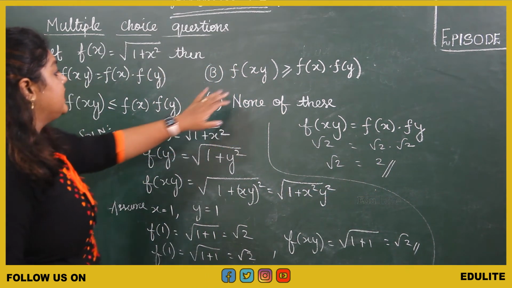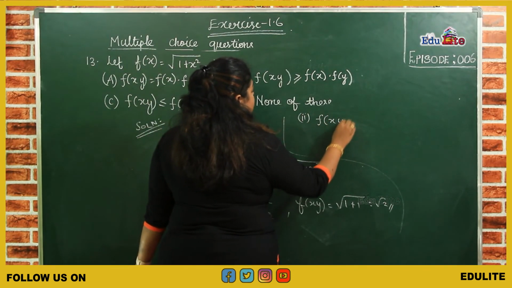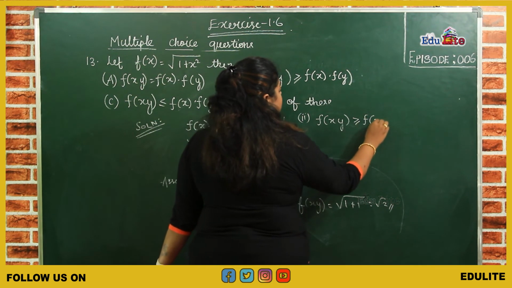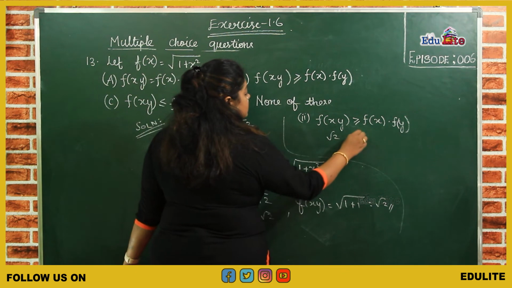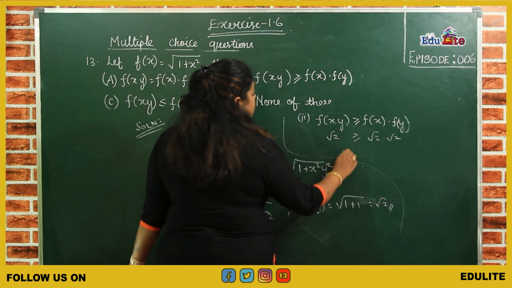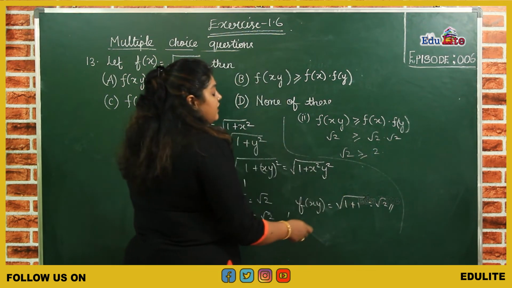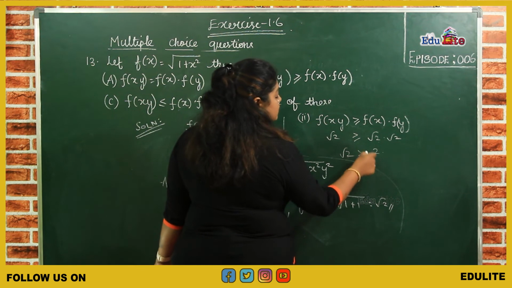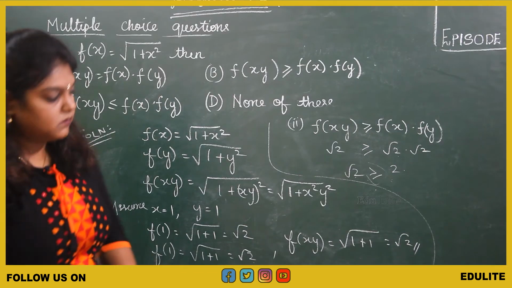We will go for the second one. The second one, option B, is f of xy greater than or equal to f of x into f of y. F of xy we got as root 2, greater than or equal to root 2 into root 2, which will become 2. Is root 2 greater than or equal to 2? No, it is not. So the second option is also not satisfied.